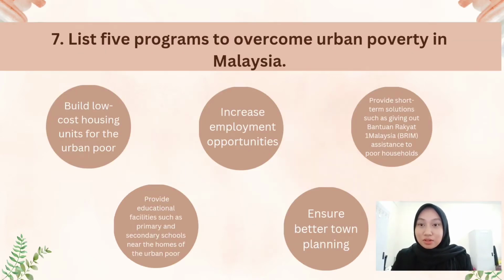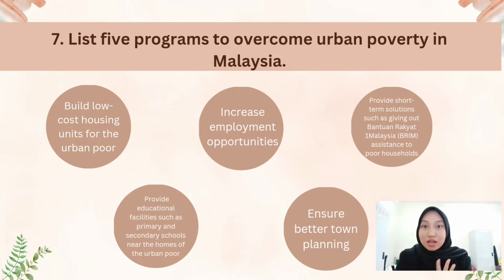Okay, for the last one on my part is question number 7. List 5 programs to overcome urban poverty in Malaysia. Okay, number 1 is build low-cost housing units for the urban poor. Number 2 is increase employment opportunities. Number 3 is provide short-term solutions such as giving Bantuan Rakyat 1Malaysia, free assistance to poor households.